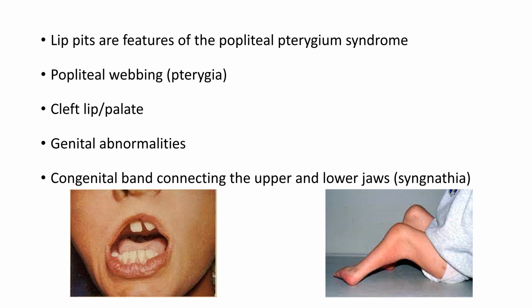Then popliteal pterygium syndrome. Lip pits are features of this syndrome, and these are some other clinical features of this syndrome. First is popliteal webbing, there is cleft lip or cleft palate, genital abnormalities, and there is a congenital band connecting the upper and lower jaws, also known as syngnathia. So there is popliteal webbing, involvement of the popliteal region, as well as a cleft lip.